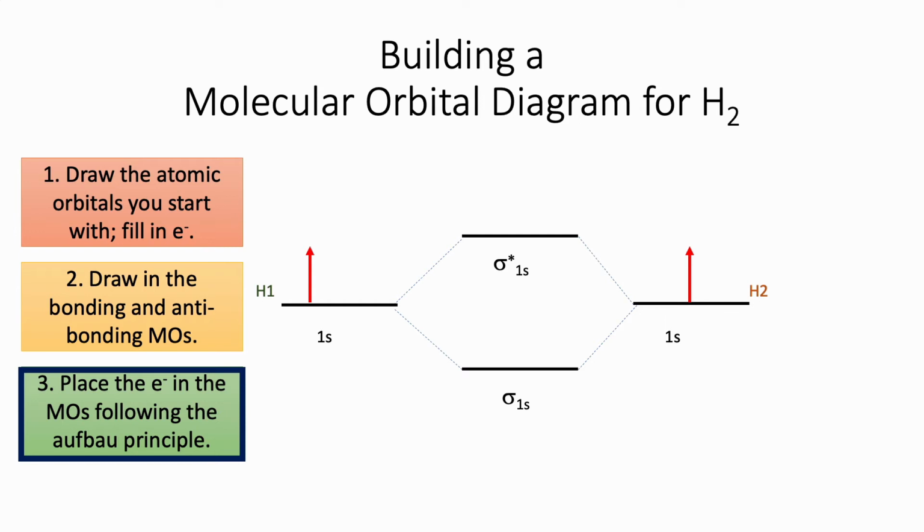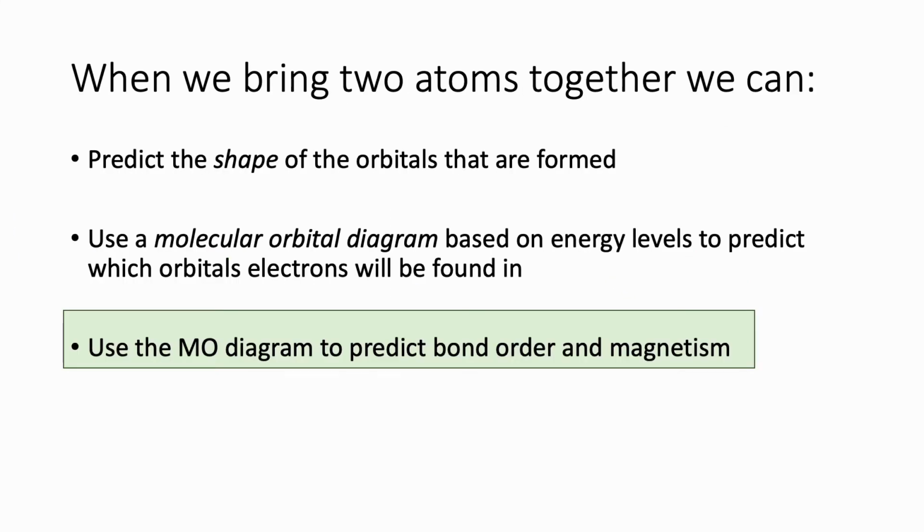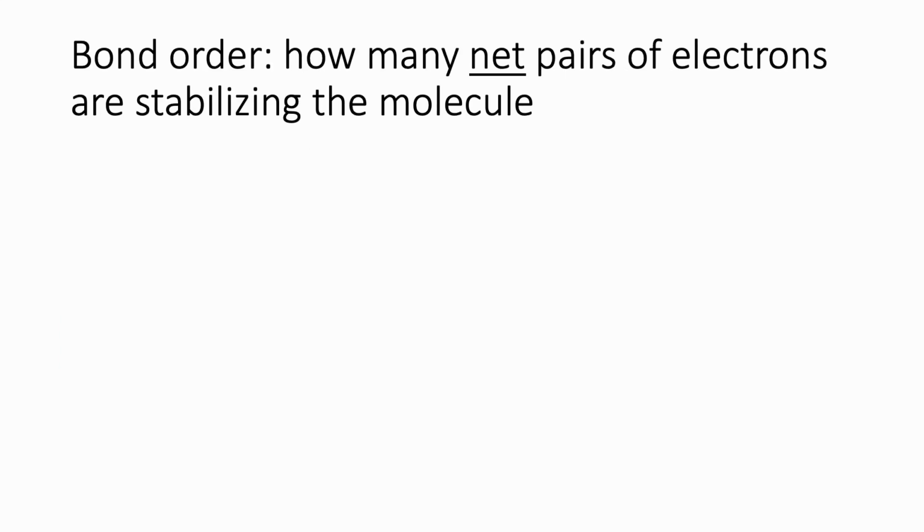So we have two total valence electrons here. And so the first one goes in the bonding orbital, and we can always put two in an orbital, so the second one also goes in the bonding orbital. What this means is now we have two electrons holding the molecule together instead of just one. So remember, the third thing we were supposed to do is to use our MO diagrams to predict bond order and magnetism. So let's start out by talking about what bond order is.